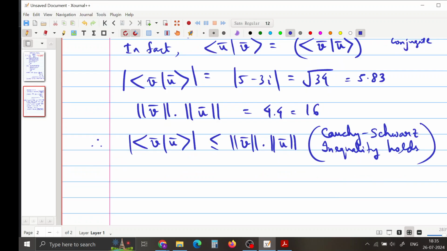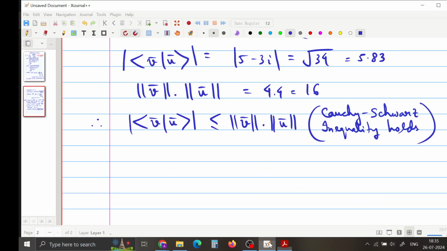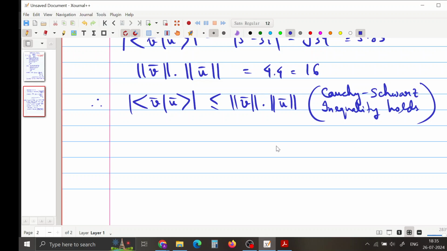Okay, now moving to the last part of this problem. So we are done with the Cauchy-Schwarz part. Now you are asked to verify the triangle inequality. This is not something covered in the lectures, I guess, but it's pretty straightforward actually.